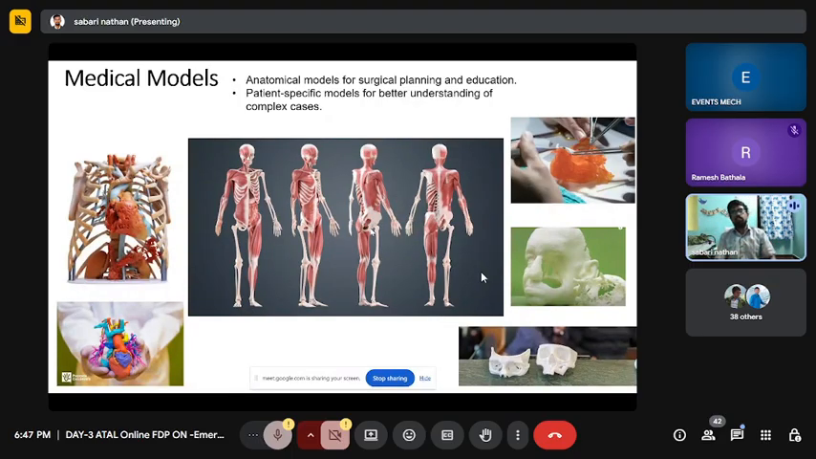But nowadays, for every 3 students, they give one organ to do pre-surgical study kinds of applications. So these are the applications of polyjet technology.